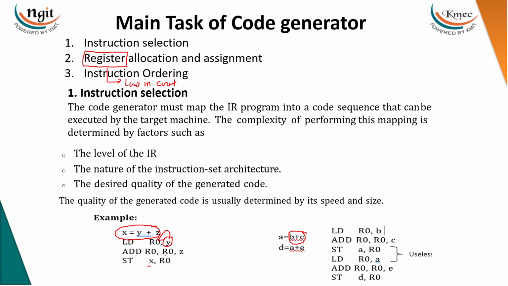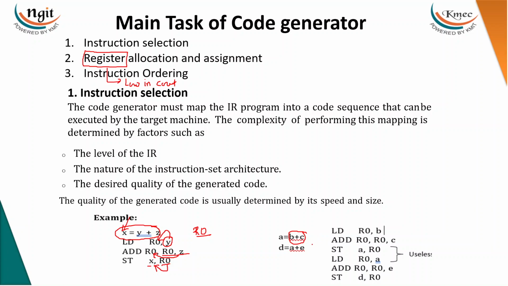Then I am performing the addition of R0 and Z, then I am storing in the R0. Assume that there is a single register R0. If not, you can even bring this Z to the R1 so that you can make the process fast. Then storing back the result from R0 to X, because our target variable is X.